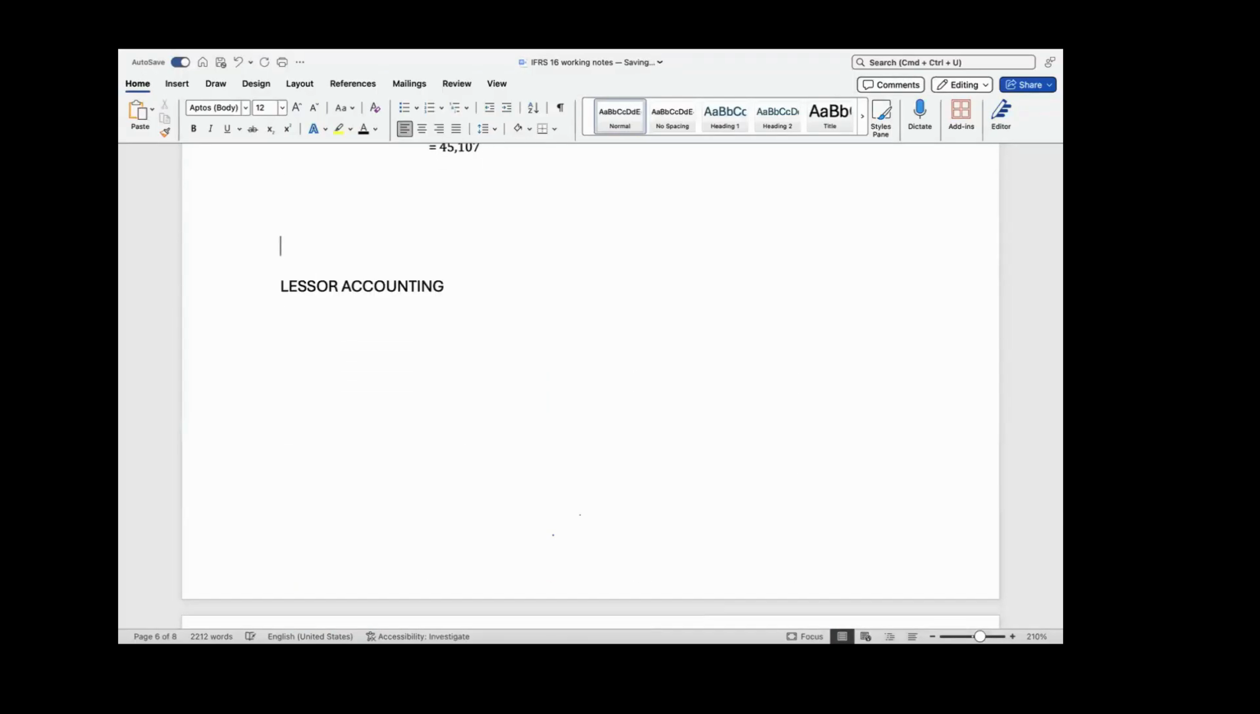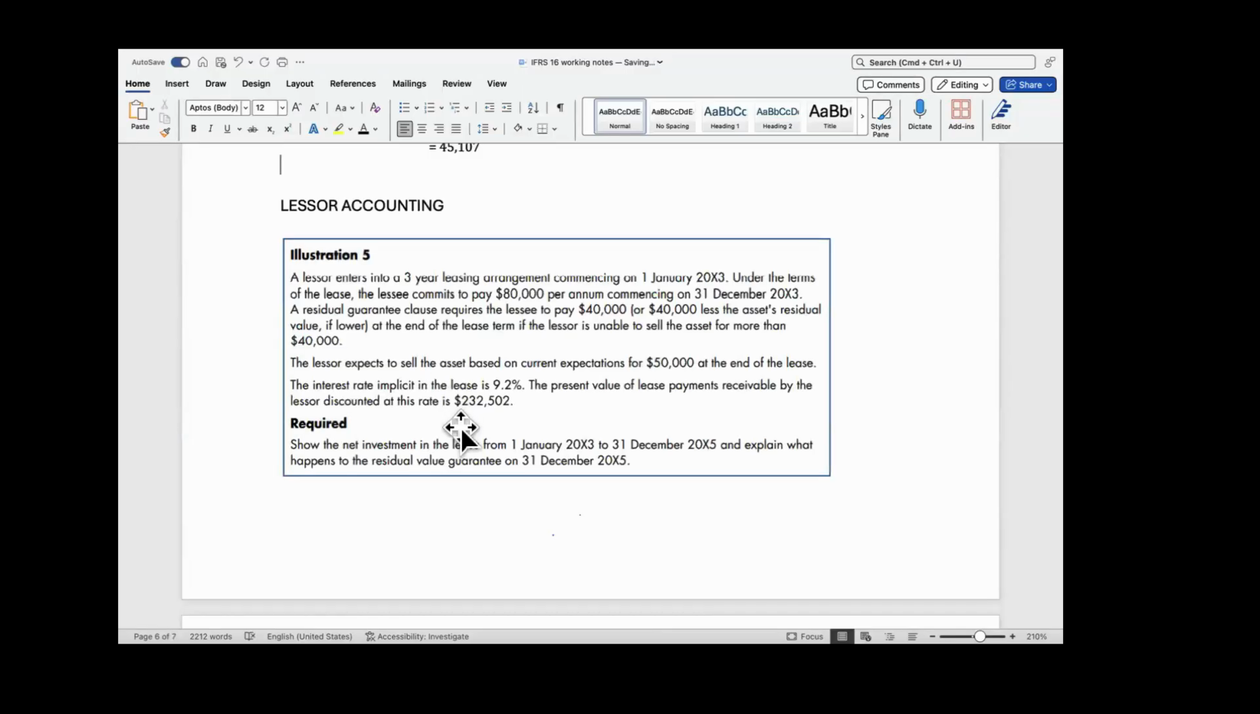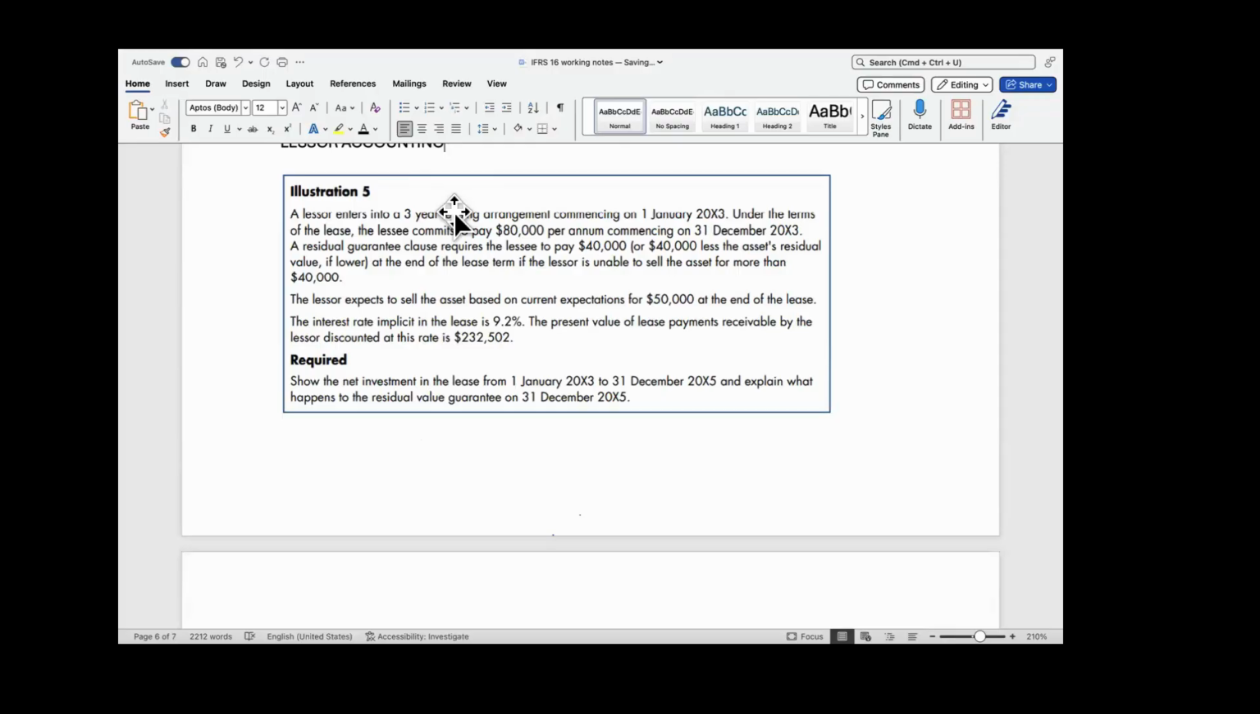Which one should we do first? Okay, let's solve this question first. Can you please read this question? A lessor enters into a 3-year leasing arrangement commencing on 1st of January 2003. Under the terms of the lease, the lessee commits to pay $80,000 per annum, commencing on 31st December 2003.